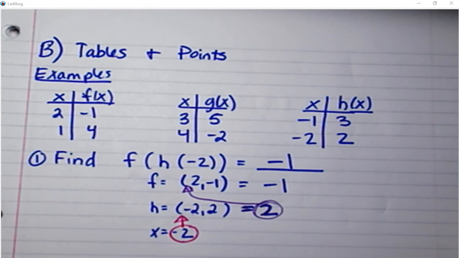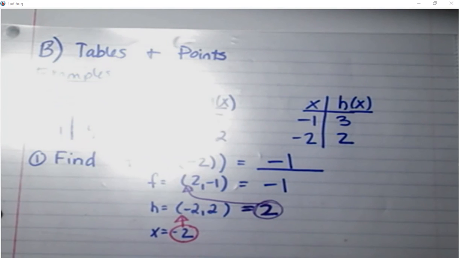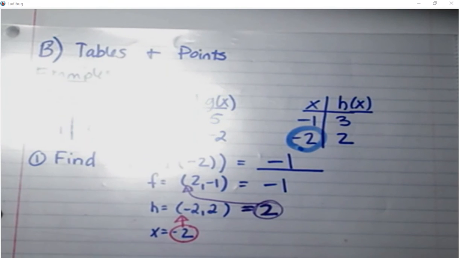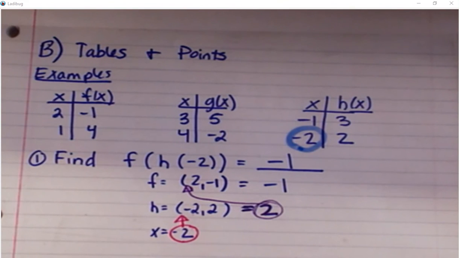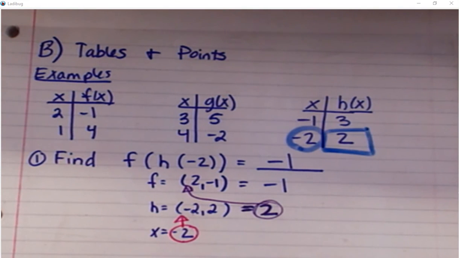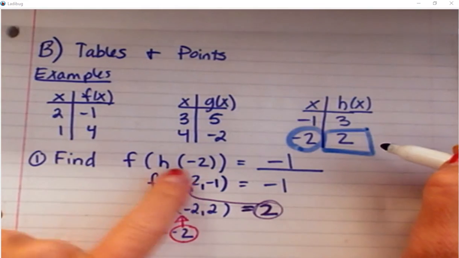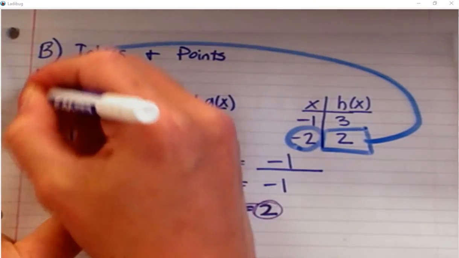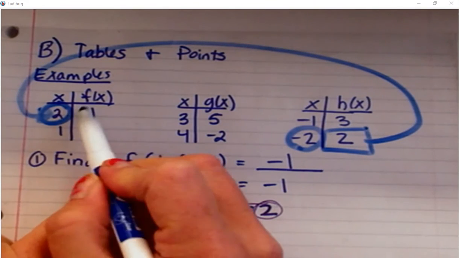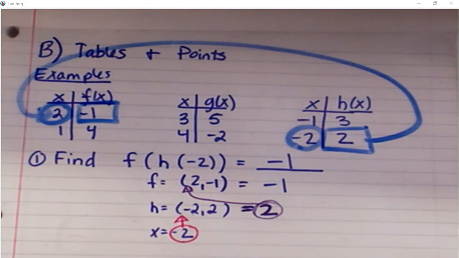I'm gonna highlight it on my table here. Okay, here, I'm gonna show you. So here you go. There's my starting point. You ready? There's my starting point. -2 is where I start on the H function. All right. That brings me to 2. Where does that go? Well, it has to take me to the F input. Nice arrow there. Okay, input, output.